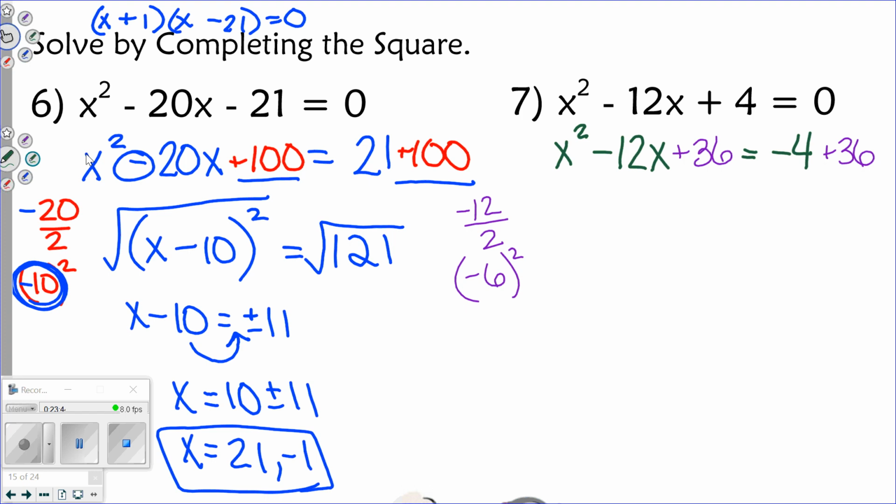Okay. Ready? So I did this whole process. What's the whole point of this? What's this method called? Completing the square. The reason I do this is so that it becomes something squared. So how does it factor? x minus 6, x minus 6. I love my side notes. It gives me all the answers. Equals 32. Good.